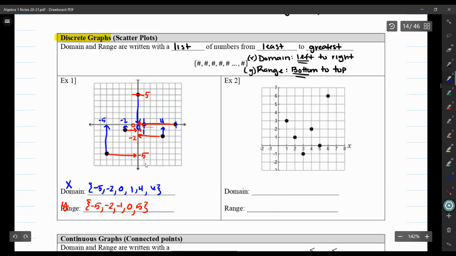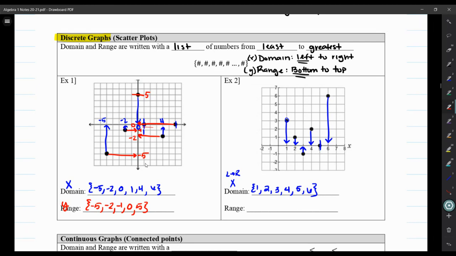Okay, let's do one more. So for example 2, again, we're going to find domain. So I want all the X values from left to right. So my leftmost point is this guy. So that guy's X is a 1. So curly brace 1. My next point is a 2. I don't care about the Y values because we're talking about domain right now. 3, 4, an X value of 5, and an X value of 6. Notice how we're going towards the X axis, not the Y axis. We want the X values, not the Y's.